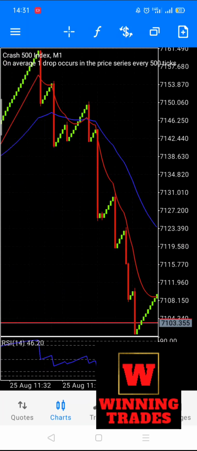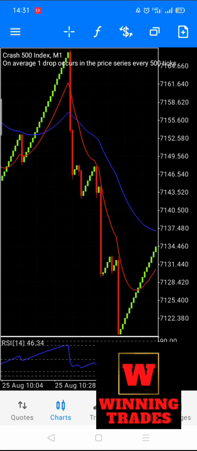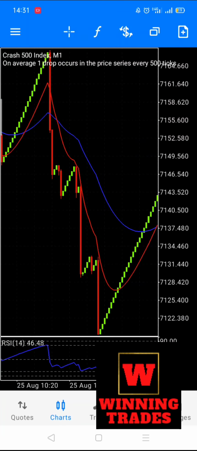Now let's go back for another example. Perfect example, guys, for Crash 500 here. This spike caused this 13 EMA to cross below the 50 EMA. What do you get? When price comes back to the 13 EMA, you take your sell confidently, guys. Good profit. You close here, you wait again for price to get back to the 13 EMA. You place your sell again, good profit.